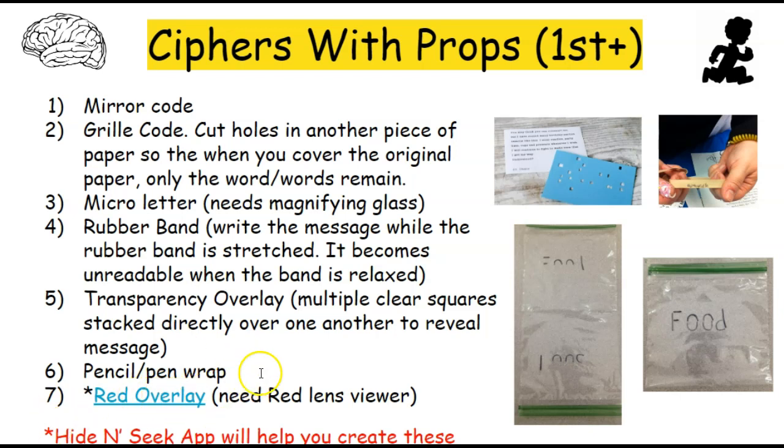Finally, the red overlay, that is the one where you need a red lens viewer. You've got a background and then some hidden teal letters in there that are hard to see unless you are putting a red lens viewer over it, which lets you see what the word is actually supposed to be.